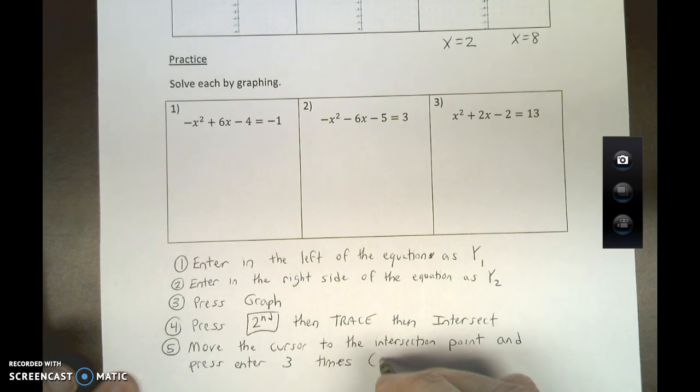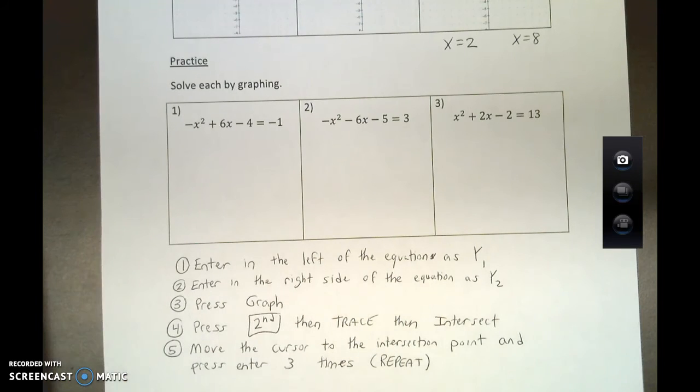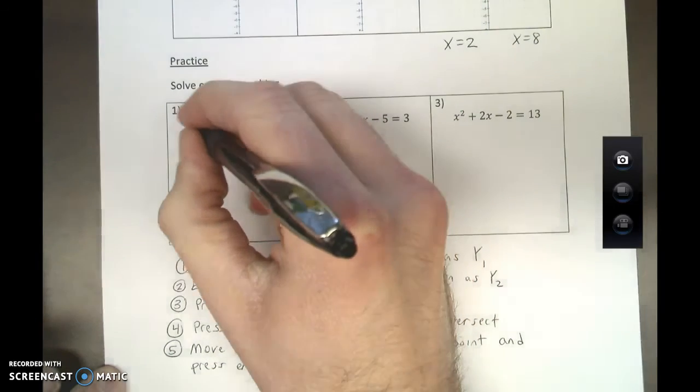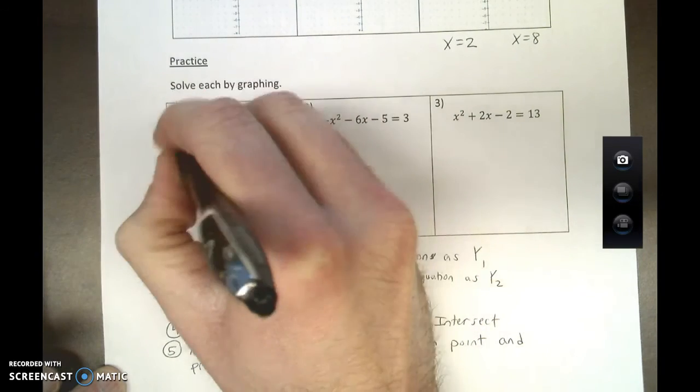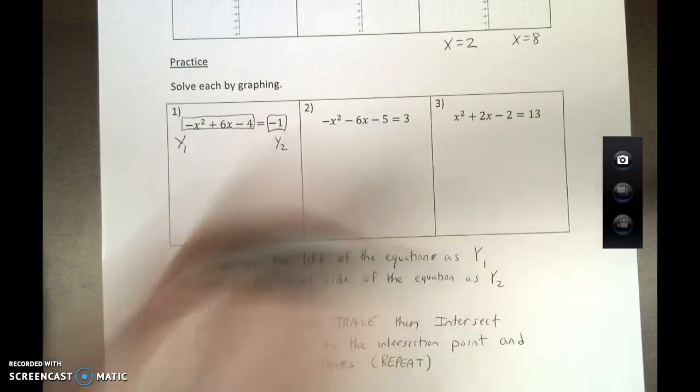And then this one we're going to have to repeat to get our 2 answers. Alright, so let's take a look at the first one. What I like to do is box the left-hand side. This is what's going in as y1, and this is what's going in as y2 on my calculator.